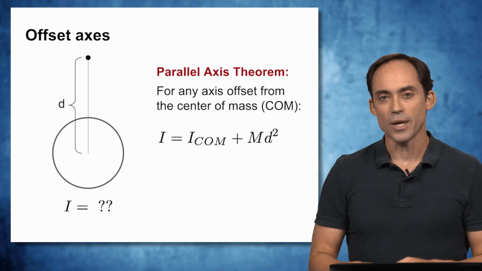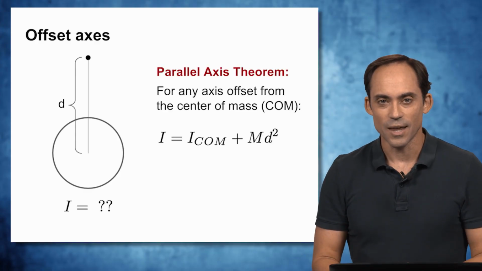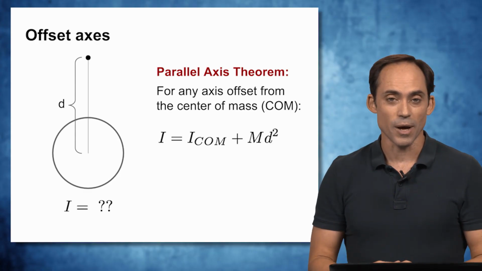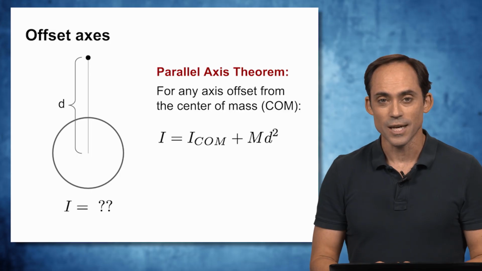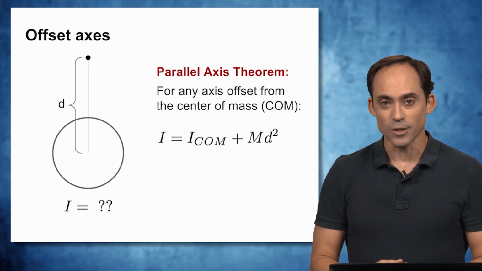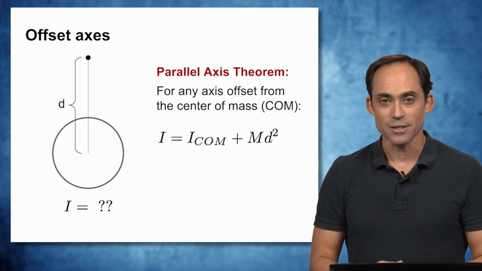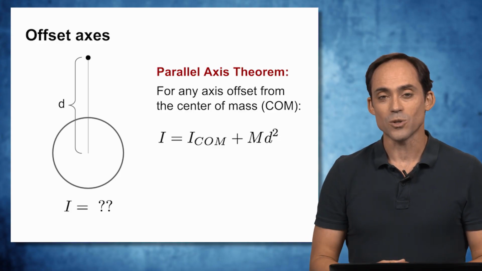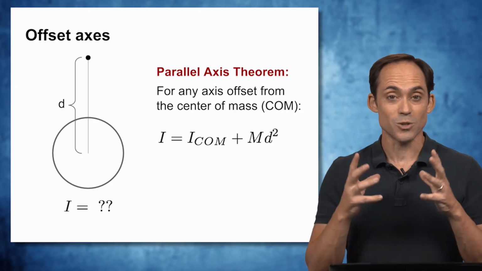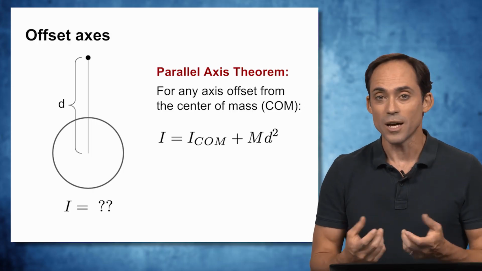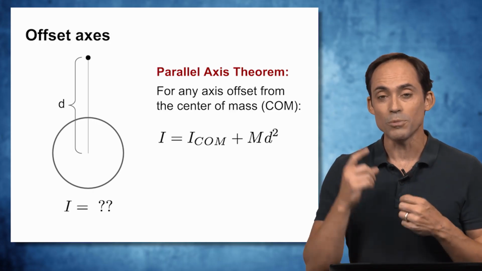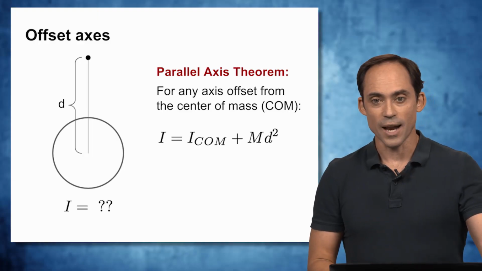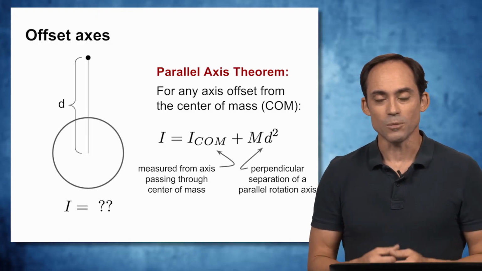Well, we can use something called the parallel axis theorem, and that tells us, and we can do this by actually computing the moment of inertia directly, that the total moment of inertia for an object that has an offset axis is equal to the moment of inertia for that axis going through the center of mass, which is the smallest moment of inertia, plus the mass times the perpendicular displacement from that axis. And so those are the two terms here.